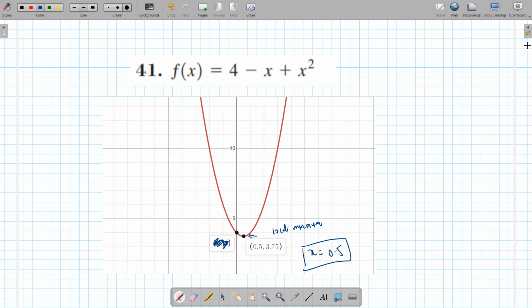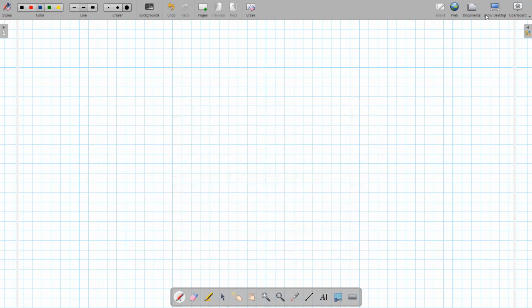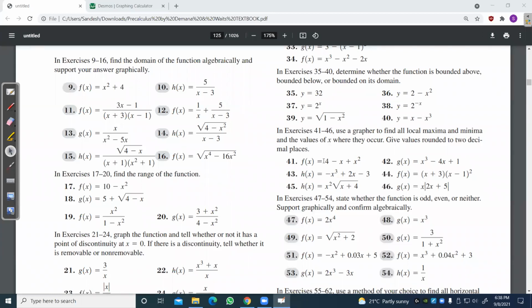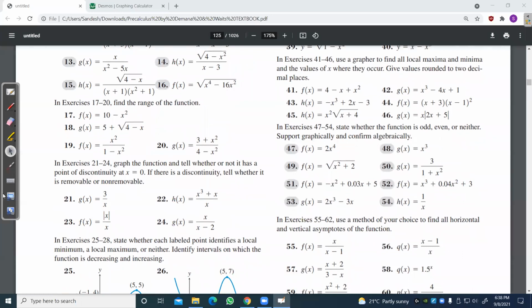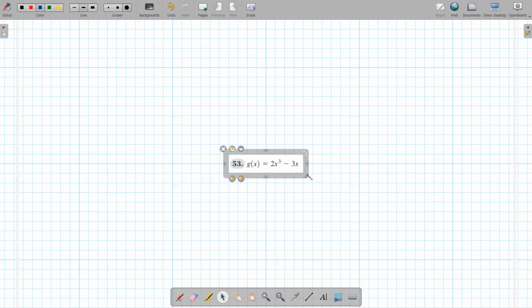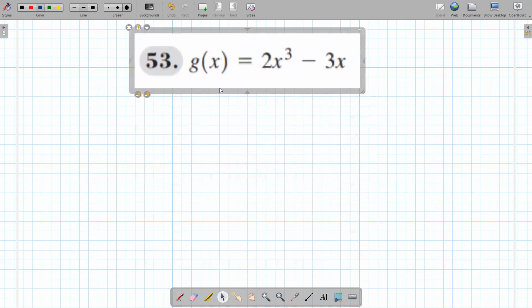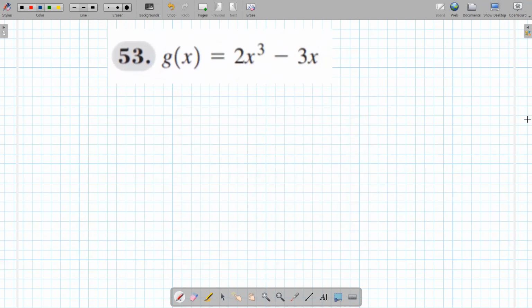Okay. And then the next question is 53. G of x equals 2x to the third minus 3x. Here, it's asking us to determine whether this is odd, even, or neither. It's not asking us for the degree. It's asking whether g of x is an odd function, even function, or neither. So how do they work?